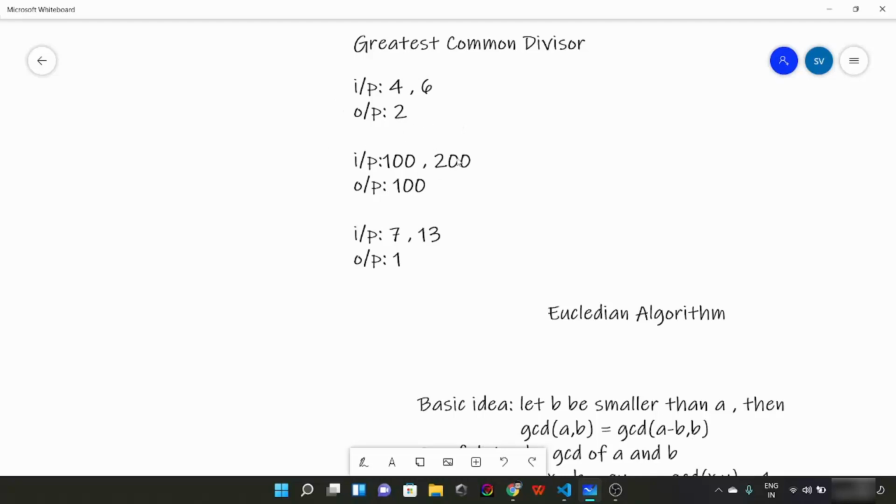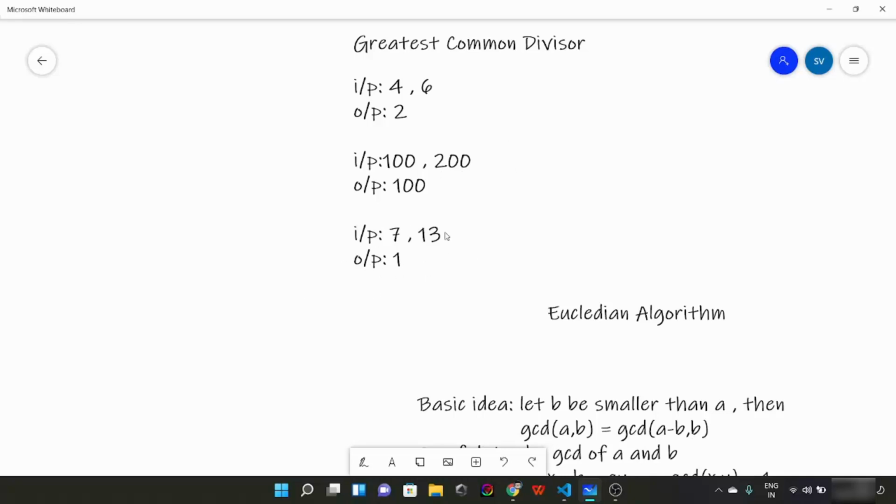Now let's have another example, 100 and 200. So there would be many common divisors such as 2, 5, 10, etc. Right? But what would be the greatest number? It is going to be 100, right? 100 is going to divide 100 obviously and 200 also, right? And there would be no number greater than 100 which would divide both of them. Okay.